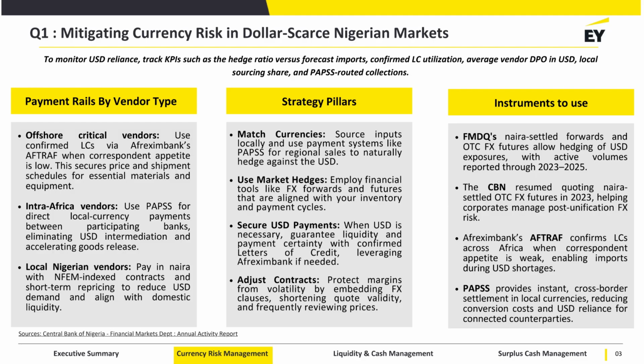For intra-Africa trade, we use PAPSS to settle in local currencies and remove the intermediation of the USD currency where counterparties are connected. This reduces conversion costs as well as speeds up goods release. For local Nigerian suppliers, we pay in Naira with NFEM indexed contracts and short-term repricing clauses to reduce the demand and reliance we have on USD and decrease foreign exchange stress. Hence, we prefer currency matching and local sourcing in order to solve the problem of money getting locked up in Nigeria.